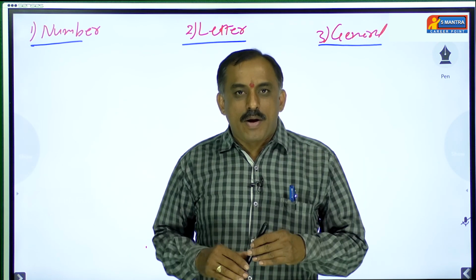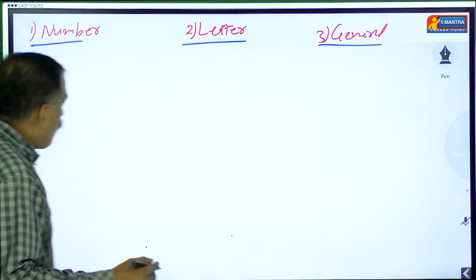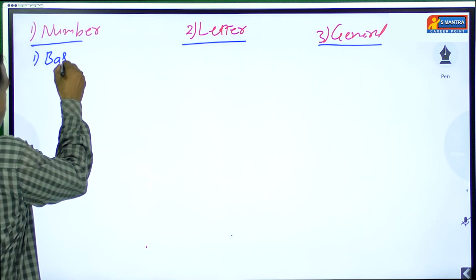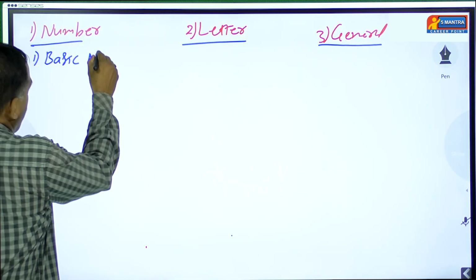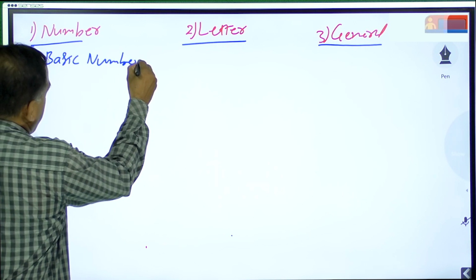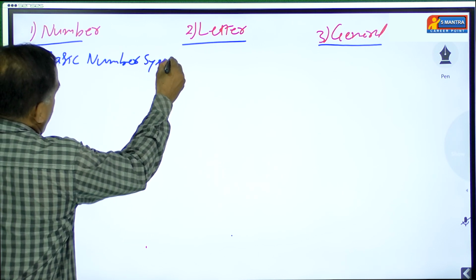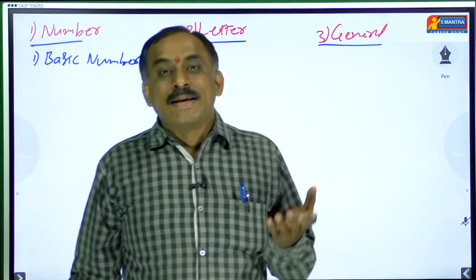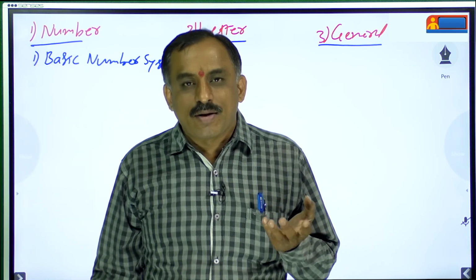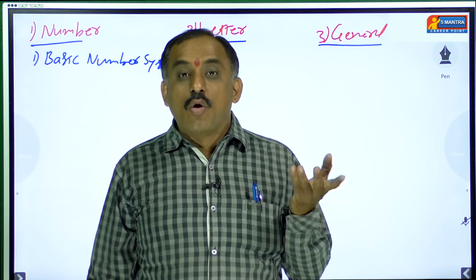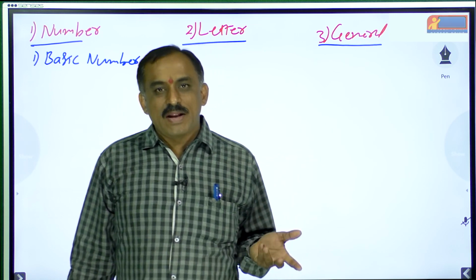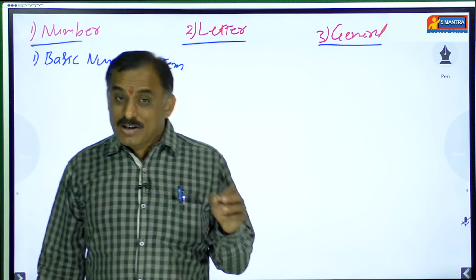What are the basic points? Here, please note it. First one is basic number system, one of the important points. Basic number system. What is basic number system? Different types of numbers. What is natural number? What is a whole number? Integer, prime numbers, even numbers, odd numbers, rational numbers.